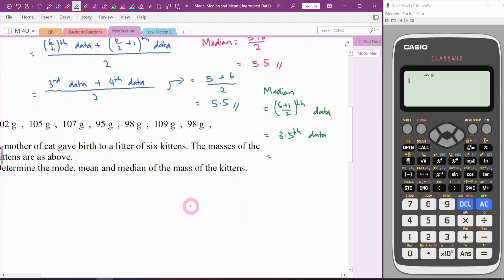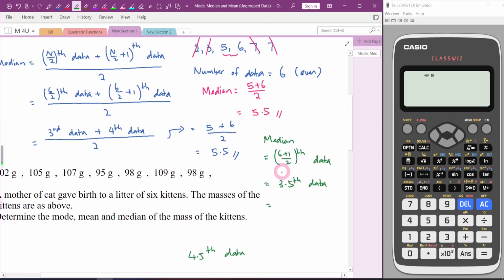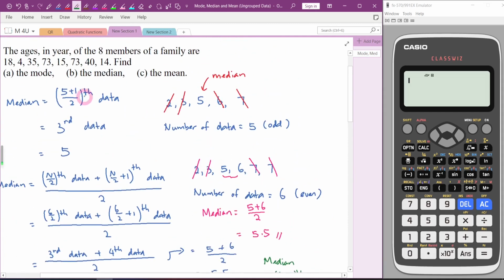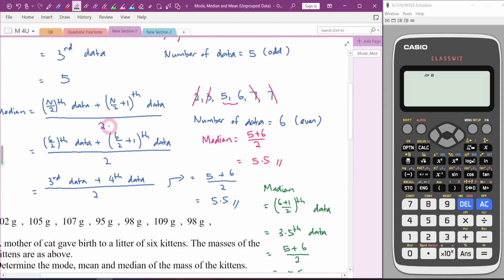If let's say you get 4.5, this actually tells us that we want to get the mean of the fourth and the fifth data. Okay, so the third data will be 1, 2, 3, 5, plus the next, the fourth data, 1, 2, 3, 4, okay, 6 divided by 2. You still get the same answer.